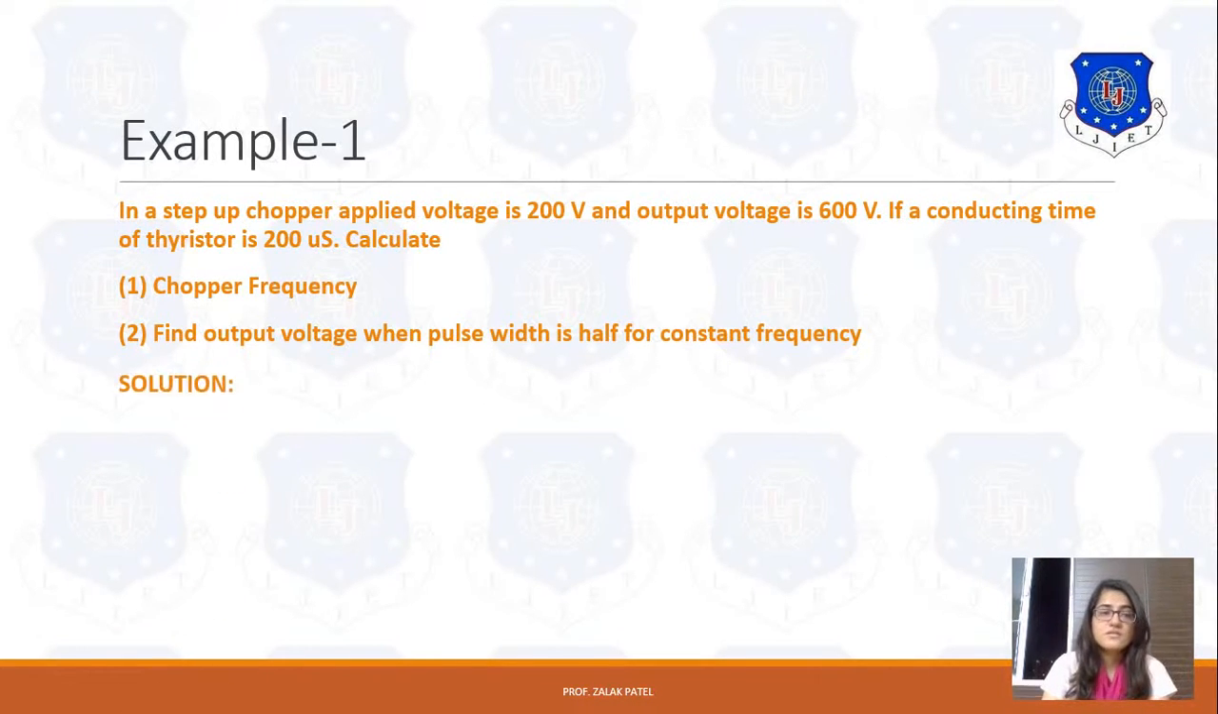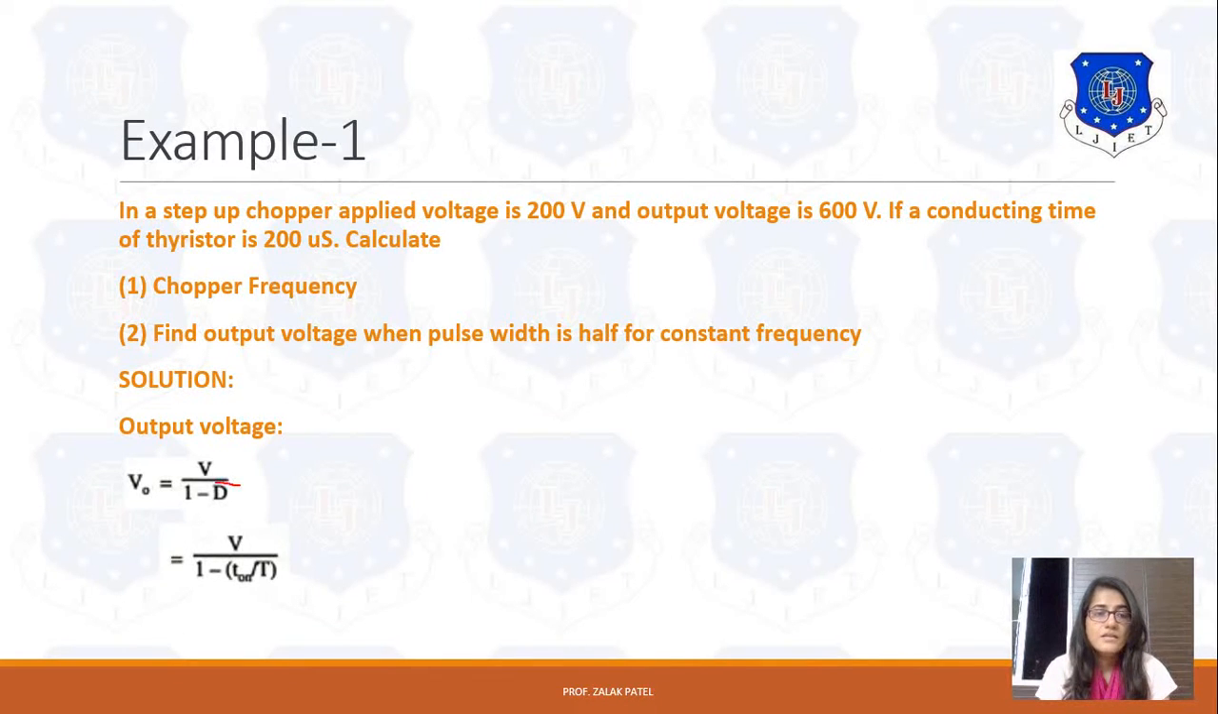So let's first consider the chopper frequency. For that, we will need output voltage. So output voltage is given by V upon 1 minus D. We have all the values. 1 minus D we have to put over here. D means duty cycle, so we have to put on time upon total time, and here we want chopper frequency, where 1 upon T is nothing but the frequency. So instead of 1 upon T, we write it as F.